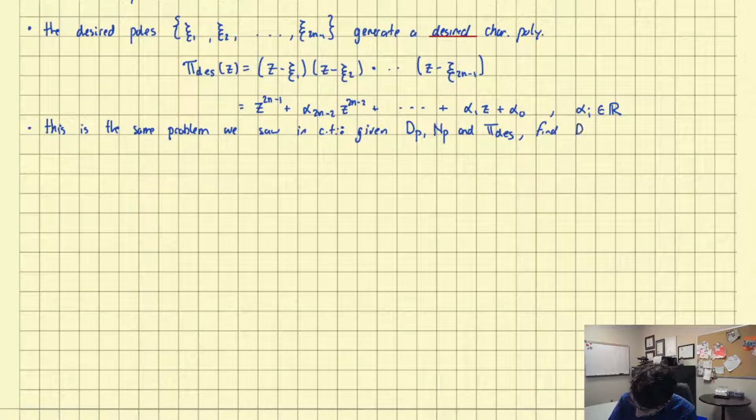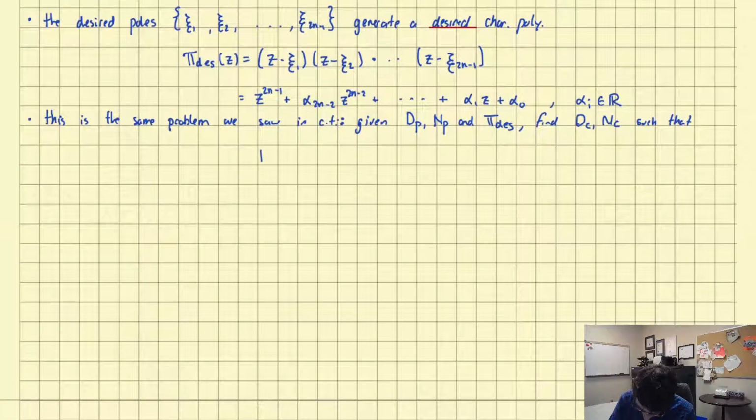the controller, which is dc nc, such that the actual characteristic polynomial equals the desired characteristic polynomial. Literally exactly the same. There is no difference in the problem. The only thing that is going to be a little bit different is how we pick the desired pole locations, but everything else is exactly the same.